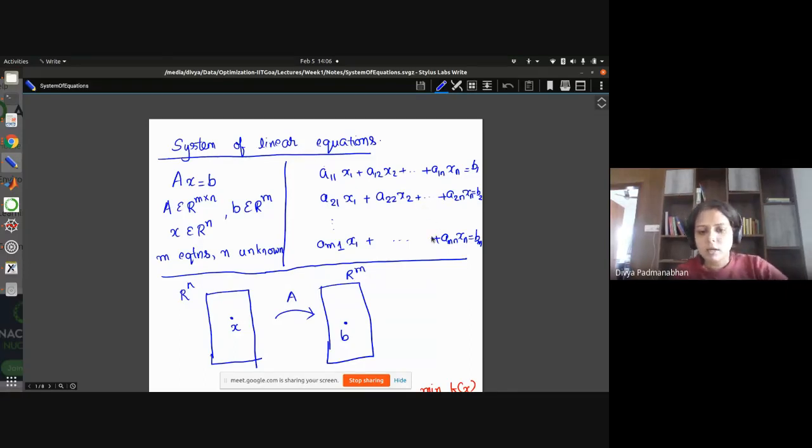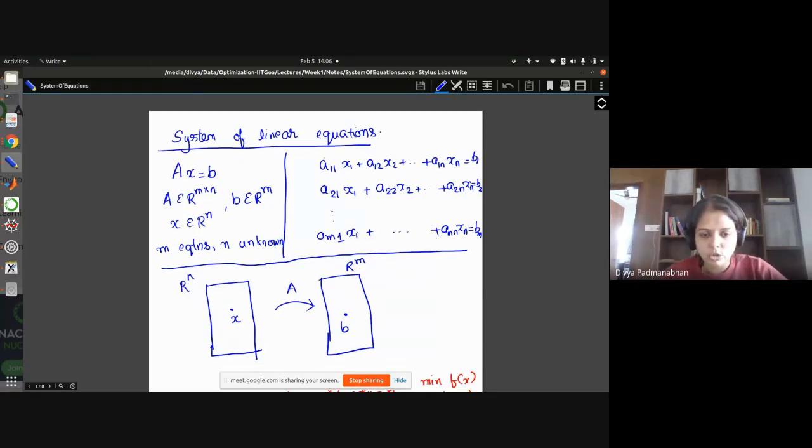So pictorially, this is what you want to do. This is Rn, the whole space Rn. A is this matrix which does a transformation from the space Rn to Rm. You're given this vector b, and you want to find this x. What's the x which, when A acts on it, you get b?